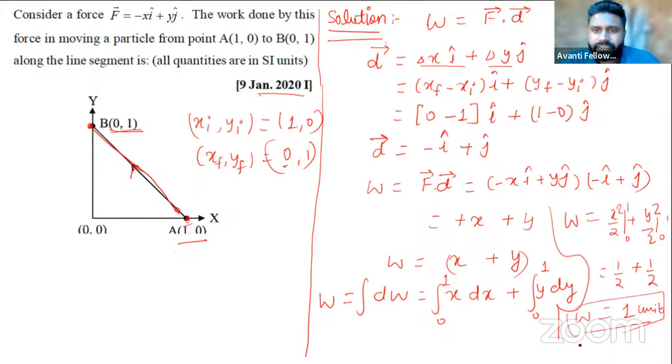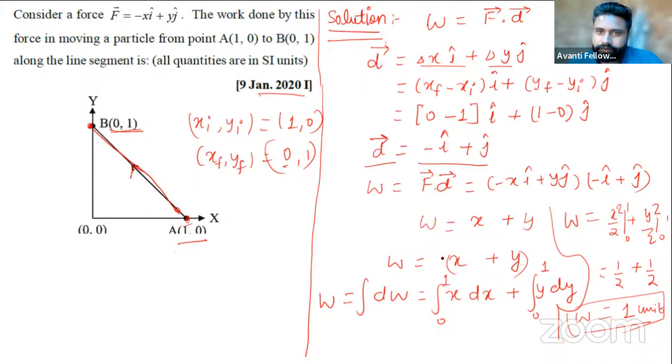So how are you getting this under root 2? How are you doing this? You have taken this d as it is now, minus i cap plus j cap. Or is there any mistake that I am making?